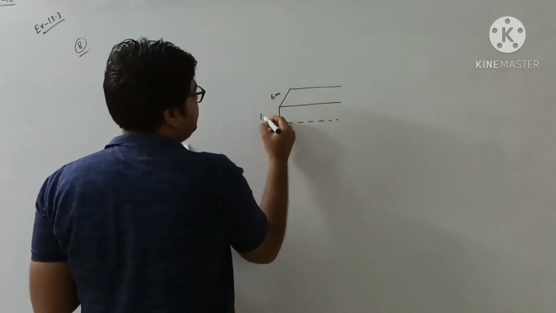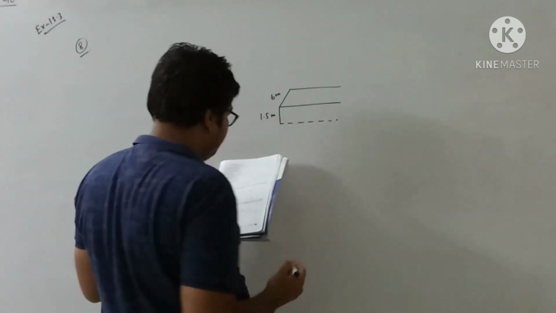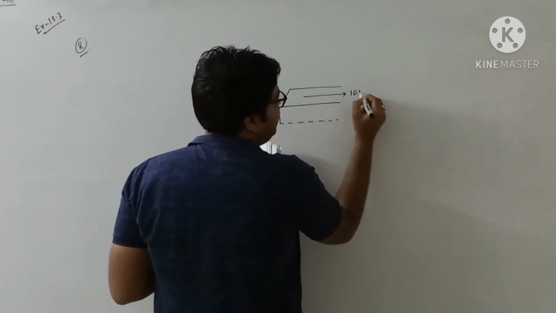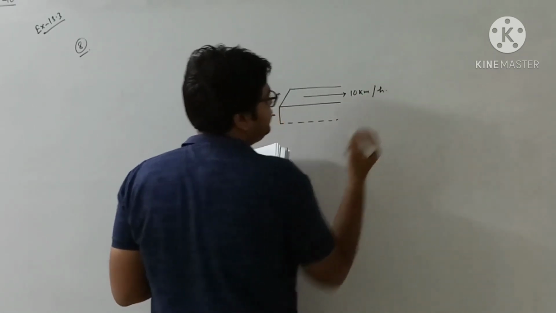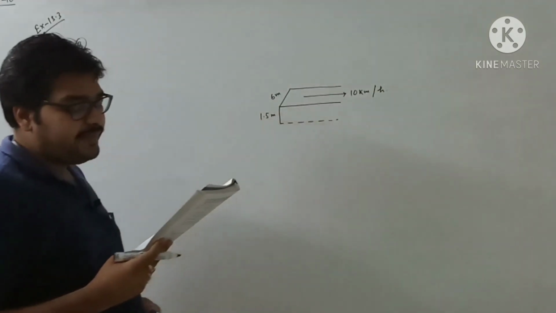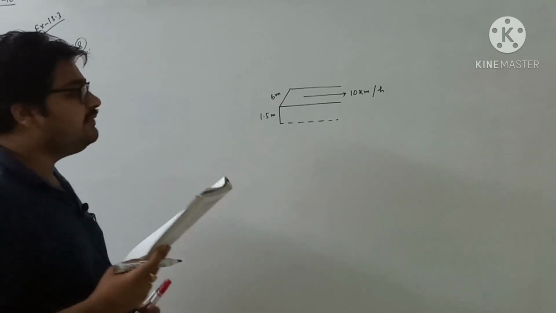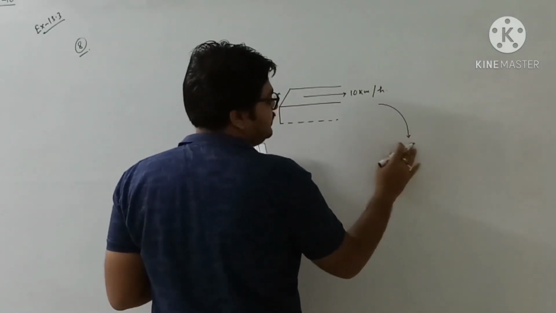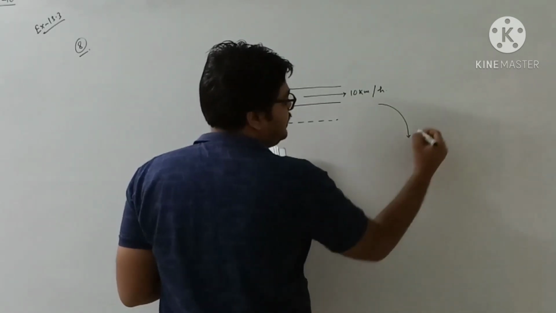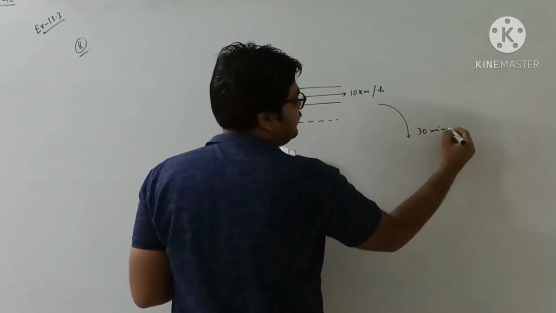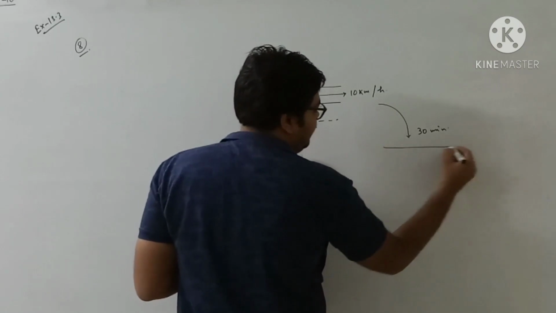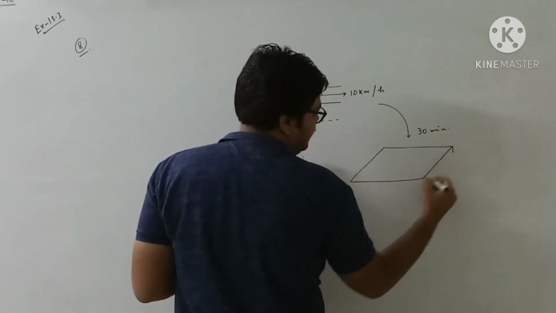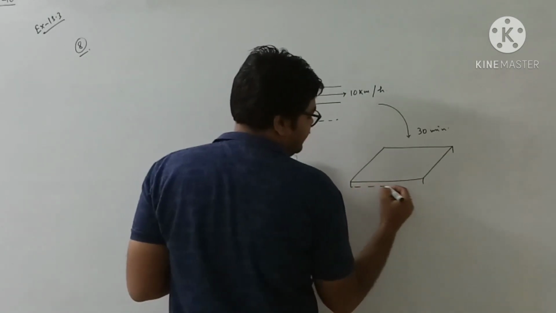Depth of the canal is 1.5 meter, and water is flowing through it at a speed of 10 km per hour. How much area will it irrigate in 30 minutes? So the water is just flowing on the ground for 30 minutes. The question is: how much area will it irrigate?